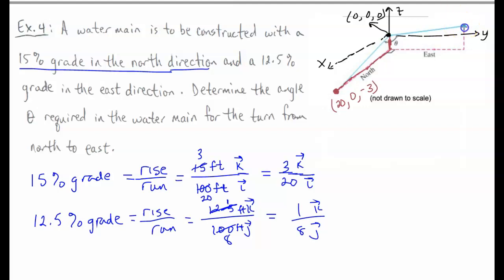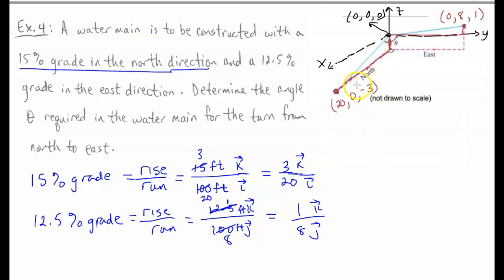Similarly, if I wanted to find this point, what this 12.5% grade is telling me is that to get from the origin to this point, I had to go due east. If I look at this, I go due east 8 feet for every 1 foot I go up vertically in the z direction. So here, this point will end up being 0 in the x direction. It'll be 8 in the y direction, and it'll be 1 in the z direction. Okay.